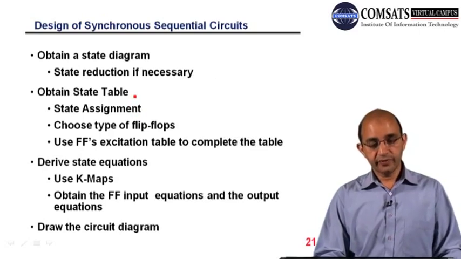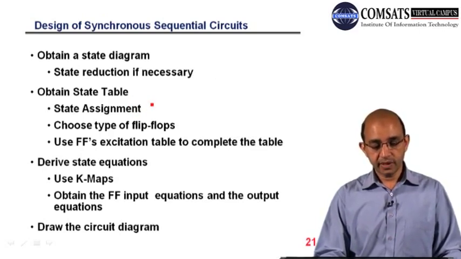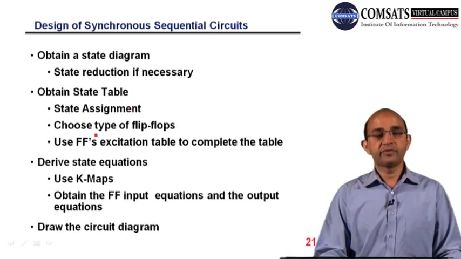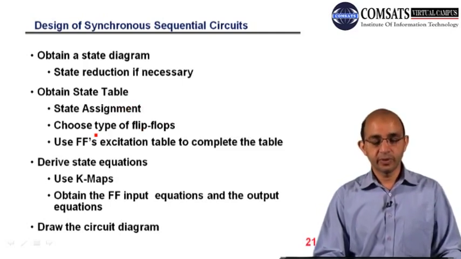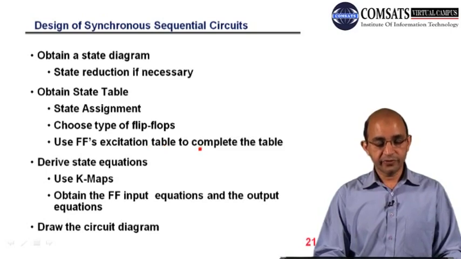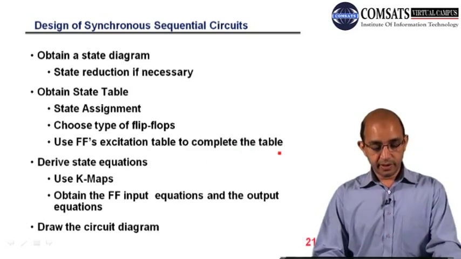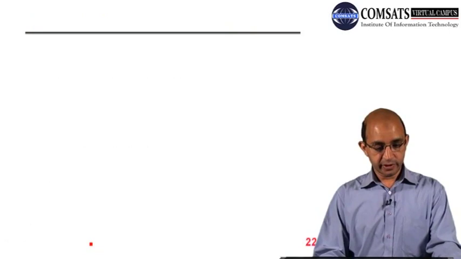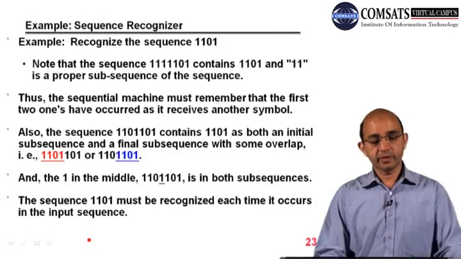After that we will have the state table, and then the state assignment. Then we have to choose the flip-flop, that is, what sort of flip-flop we are going to use. After that we use the excitation table for the flip-flop we have chosen, and after the excitation table we complete the table. And finally we draw the circuit diagram. So let's have an example.